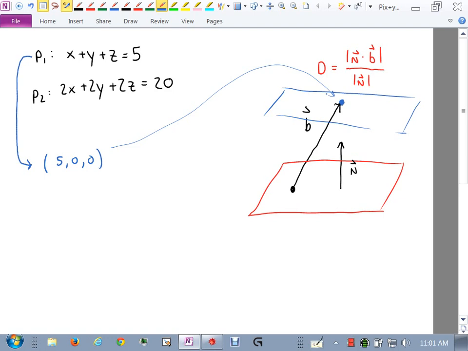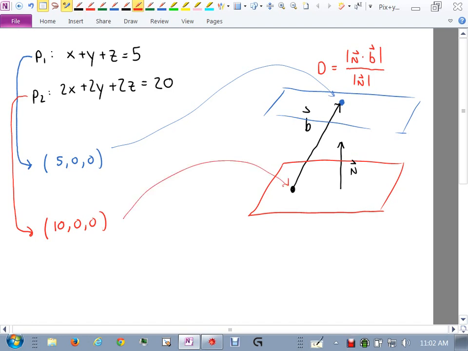Now, we need to pick an arbitrary point on the other plane. So what's an arbitrary point on the other plane? How about an easy one? 10, 0, 0. Y'all agree? That would satisfy that? So this corresponds to this point right here.